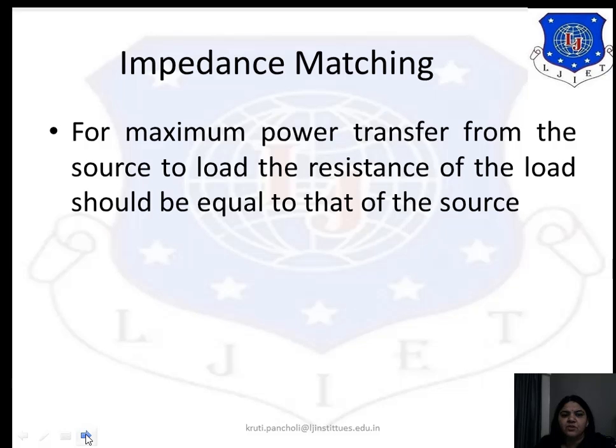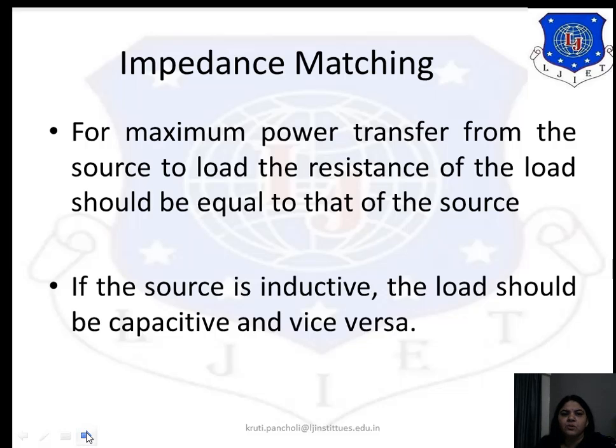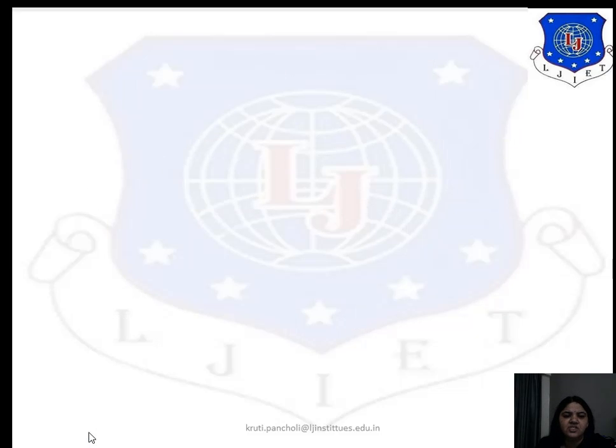So for the impedance, I said that for the maximum power transfer from source to load, the resistance of the load should be equal to that of the source. Now if the source is inductive, the load should be capacitive and vice versa. When this condition is satisfied, we say that impedance matching has been achieved.